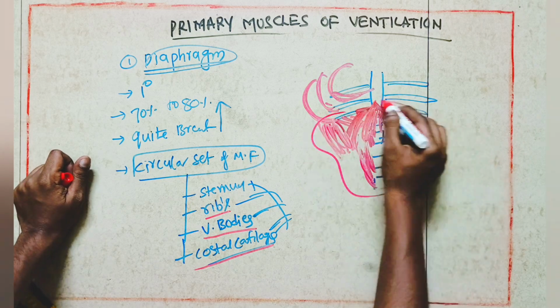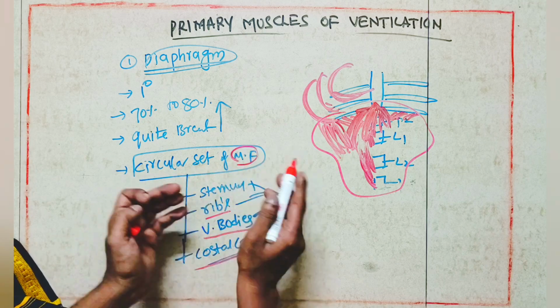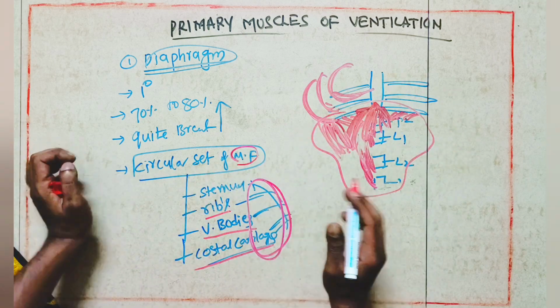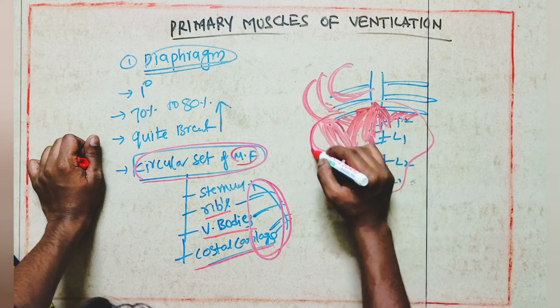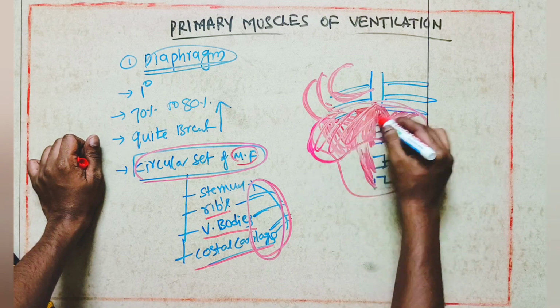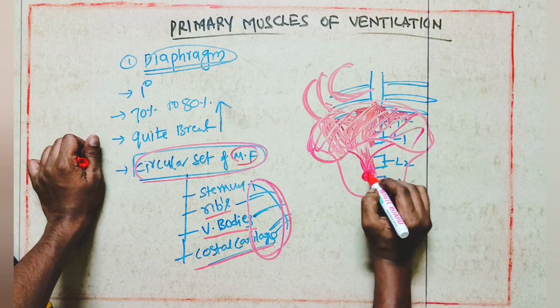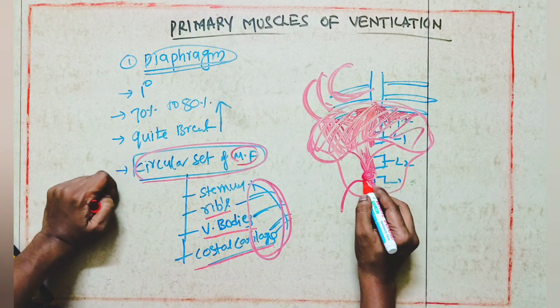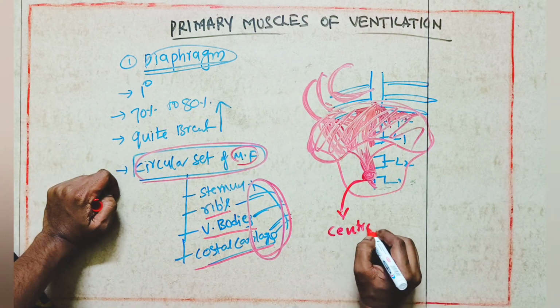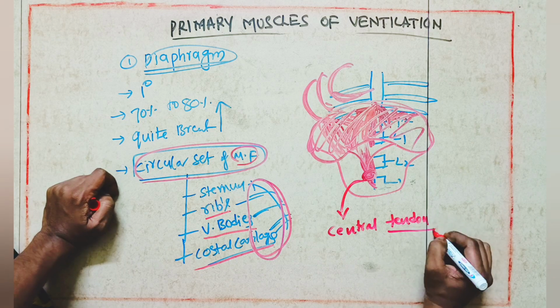All these portions, from these areas, the muscle will come. It is going to become a circular shape. The diaphragm muscle will be like this circular shape. It is going to form a central tendon. All these muscle fibers will come into the center. The center, we can call the central tendon of the diaphragm muscle.